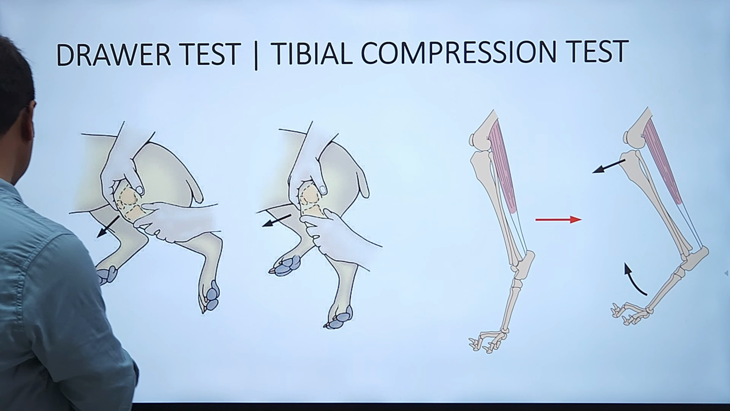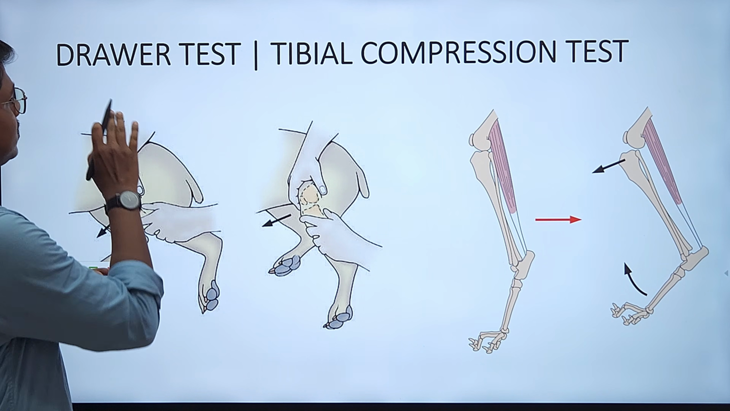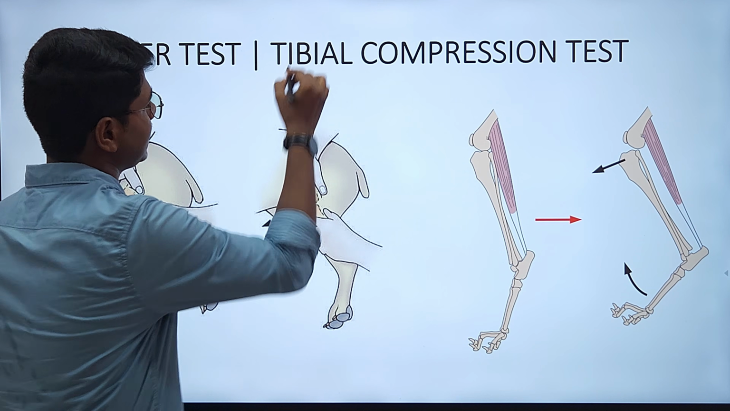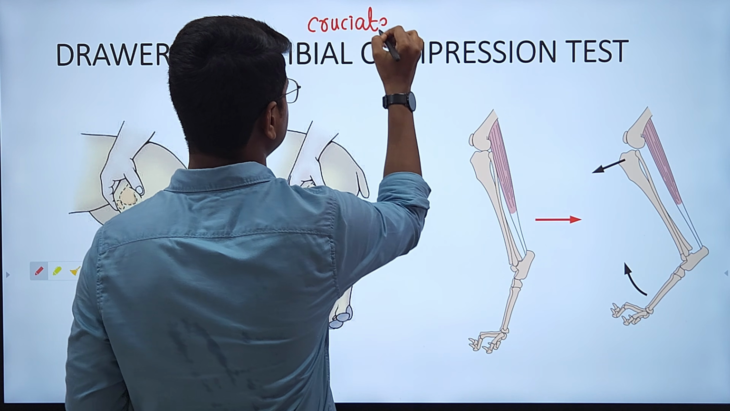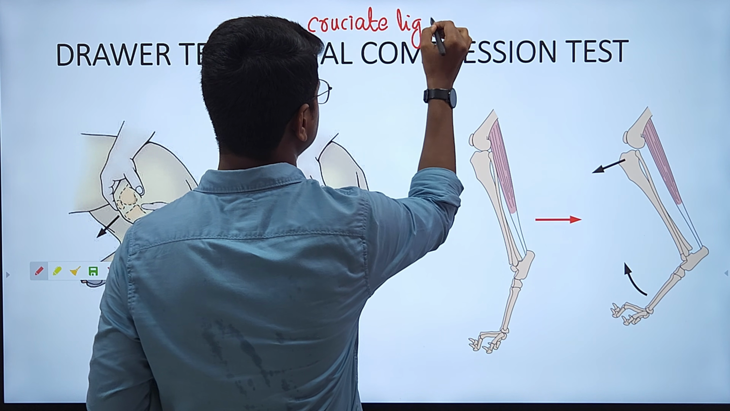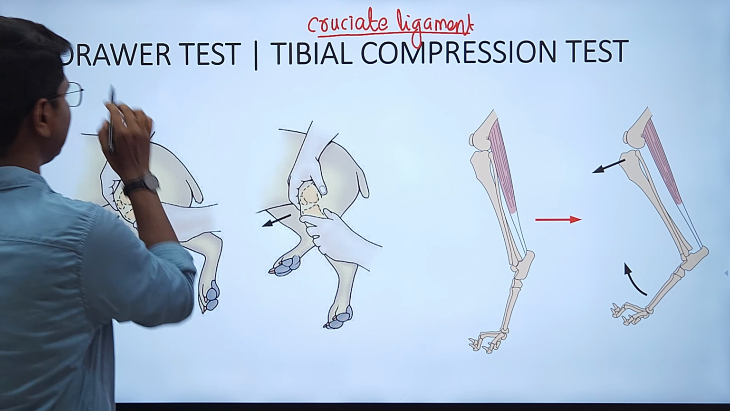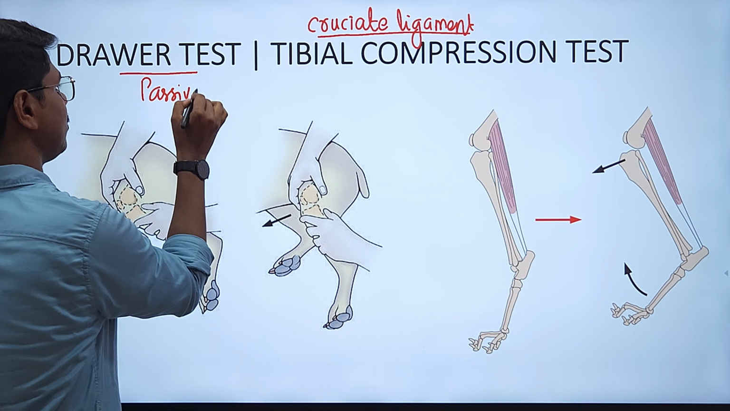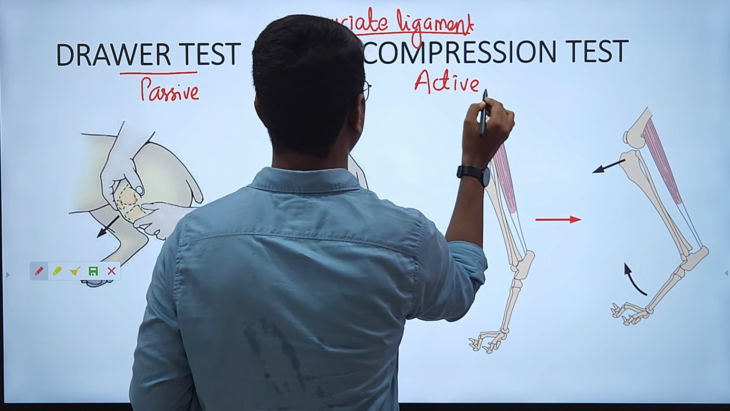Regarding some special tests, what you can do is the drawer test and the tibial compression test. They are used for cruciate ligament injury. For these, two tests are done. The drawer test is basically a passive test, while the tibial compression test is an active test. So how to perform these tests?